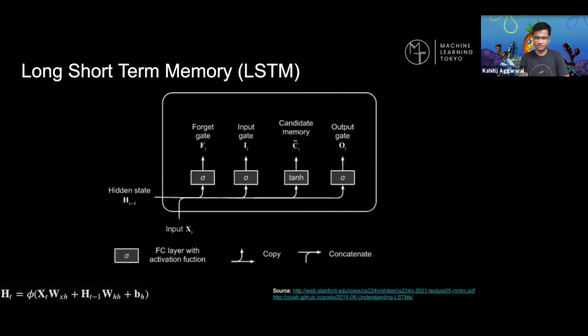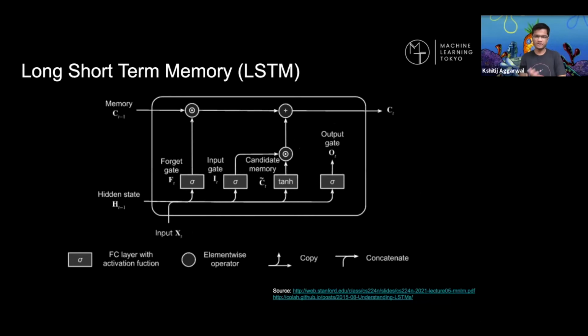So let's look at those things one by one. Let's only focus on the forget gate. As I said, there are three gates. One is the forget gate, the other is the input gate, and the third one is the output gate. Let's look at each and see what it's doing. Let's just focus on the forget gate for now.